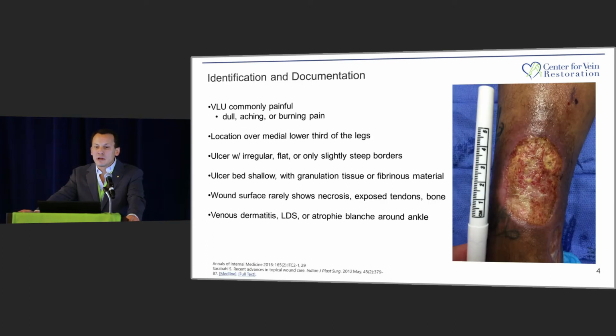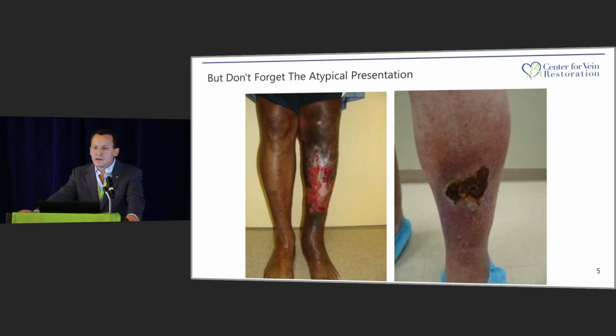The identification and documentation, not going to be redundant, but we know what classic venous ulcers look like, as Dr. Deal touched on briefly: the location, the irregular flat, only slightly steep borders, they are very painful, and as well as the history. But don't forget the atypical, okay?